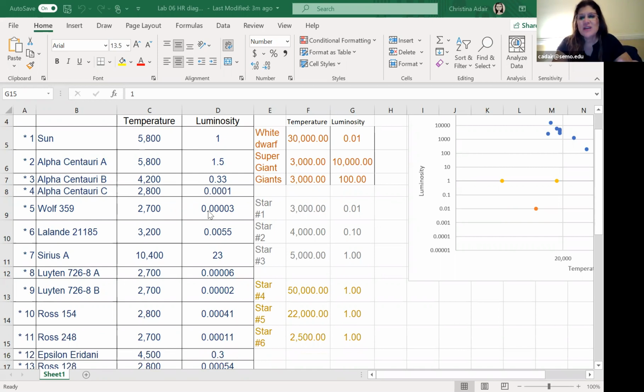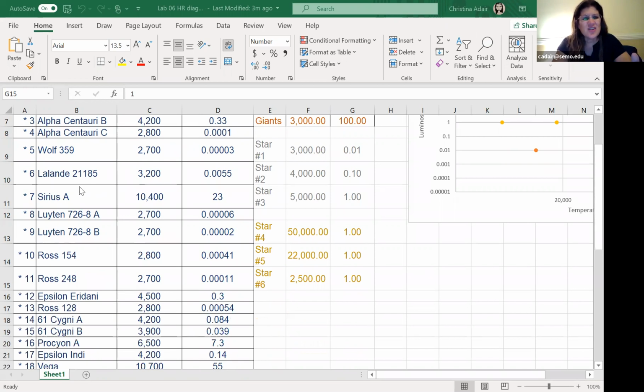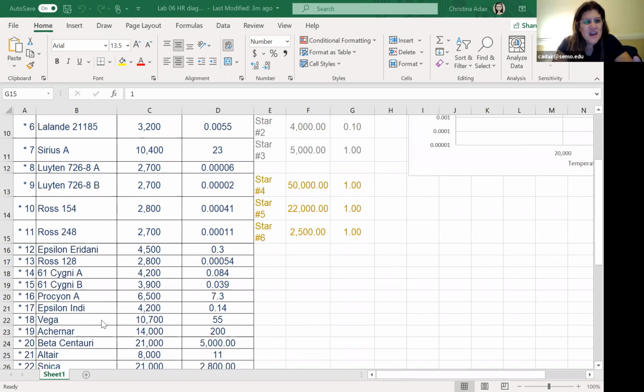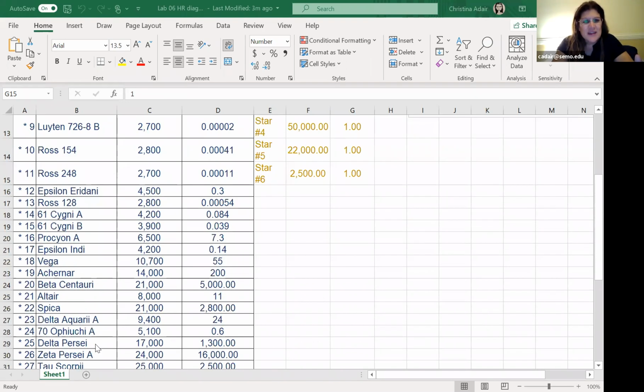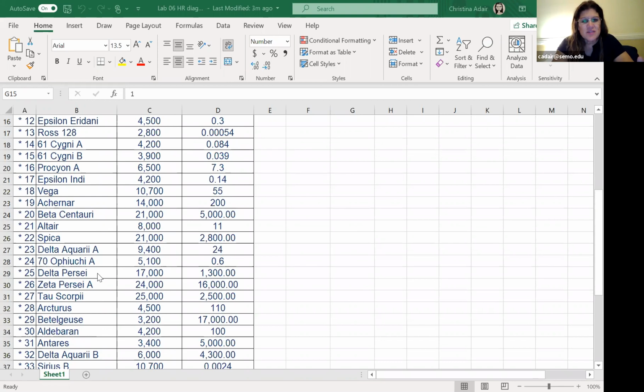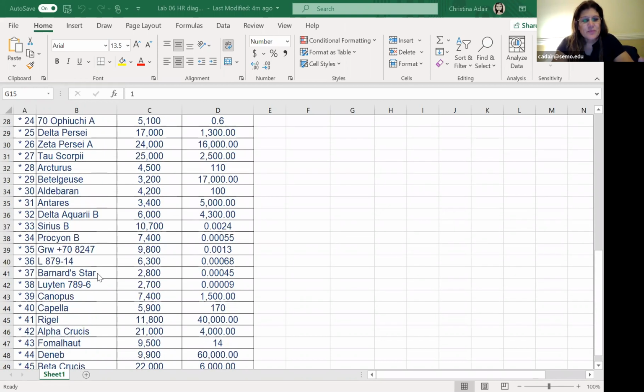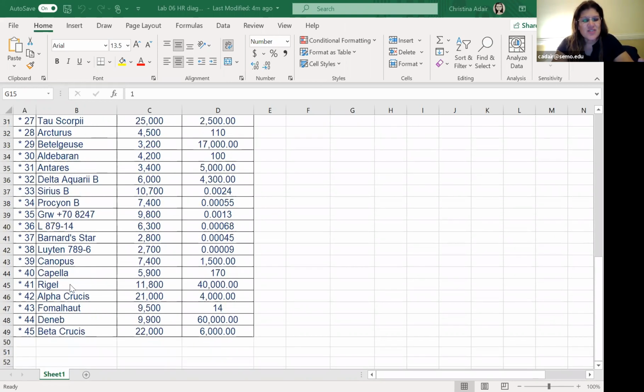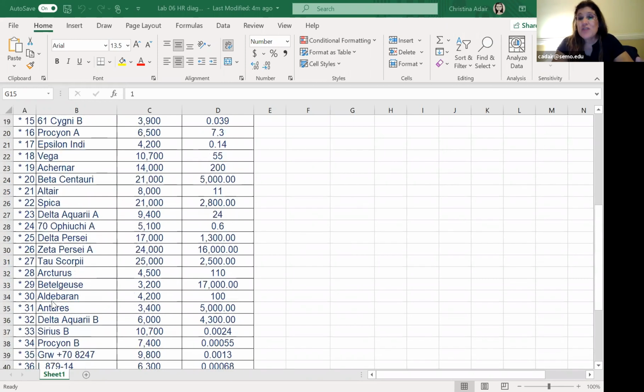Anyway, as we continue down here, there's 45, I think, stars. Here we got Sirius A. Look, it's 23 times as bright as the sun. We got Vega, which is 55 times brighter than the sun. Beta Centauri. Yeah, anyway, so here we go. All these numbers here, some of these are really big stars. And as I said, there's Rigel, and he's a big boy. Okay, so there's 45 blue stars.